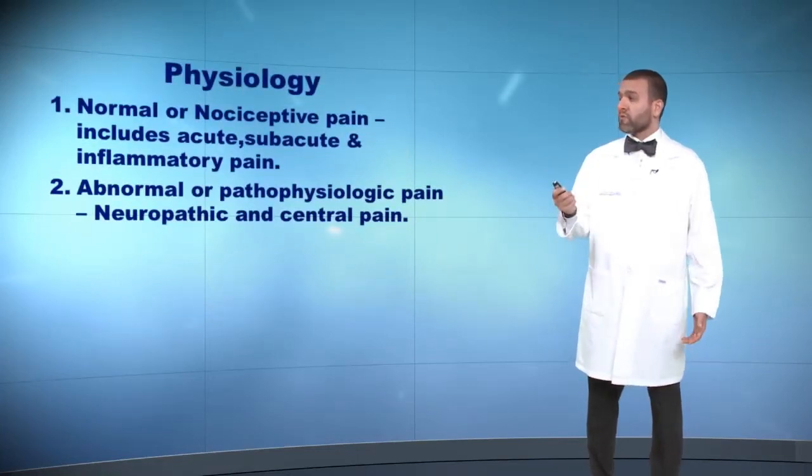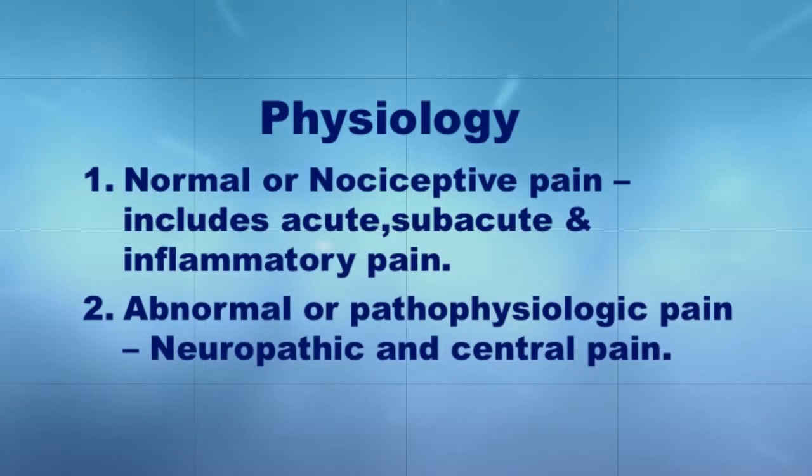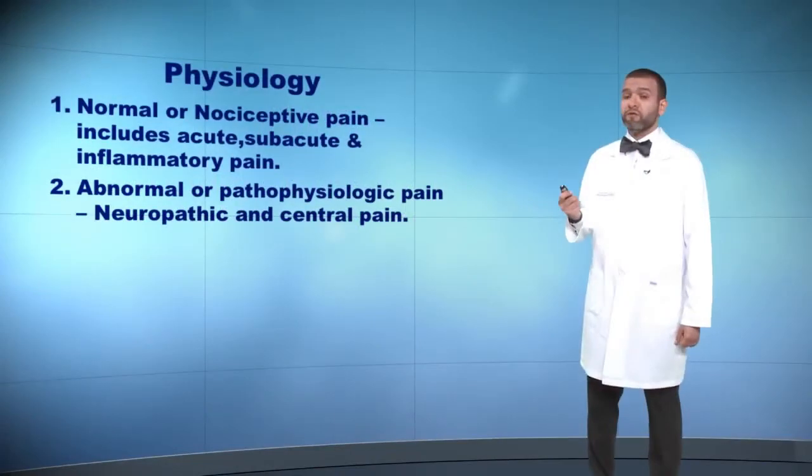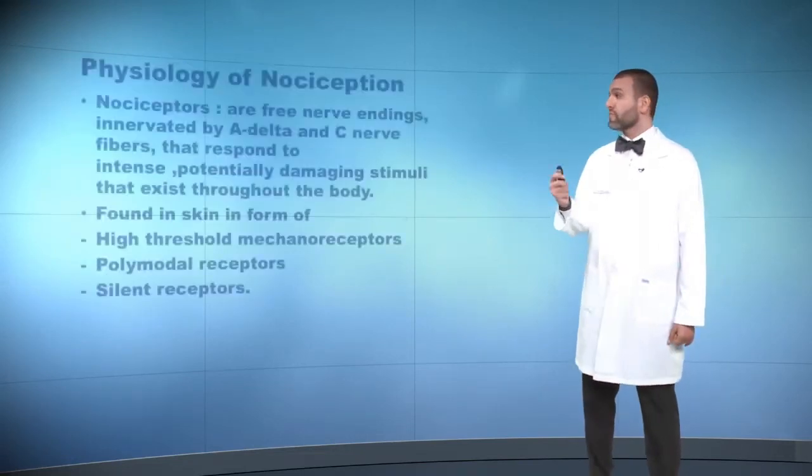Physiology. So there's a normal physiology and the abnormal or pathophysiological pain. The normal physiological pain is usually nociceptive. Examples are post-trauma or post-surgical, which is acute, subacute, or inflammatory pain, like acute appendicitis. Abnormal or pathophysiological pain includes neuropathic pain or central pain. Examples of central pain are post-stroke pain.